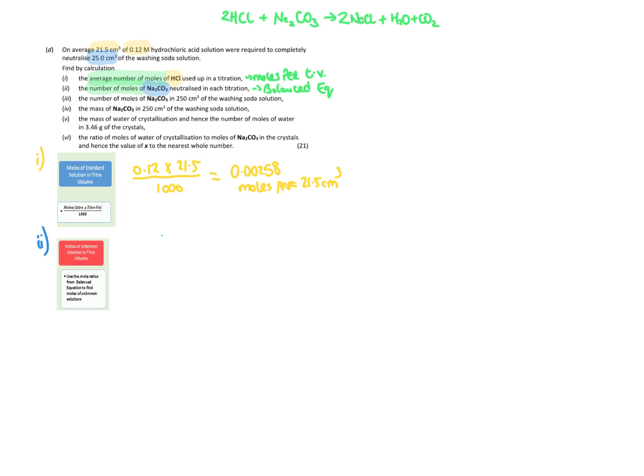So I'm going to answer this in blue because it's linked with my base, and we're looking for the moles of our sodium carbonate in each titration, neutralized in each titration. So that's looking for your moles of your unknown solution in your titer volume, and we can use our balanced equation. So my balanced equation is 2HCl is to Na2CO3. So I can clearly see from my balanced equation that is a 2:1 ratio.